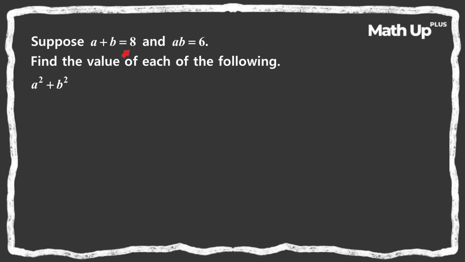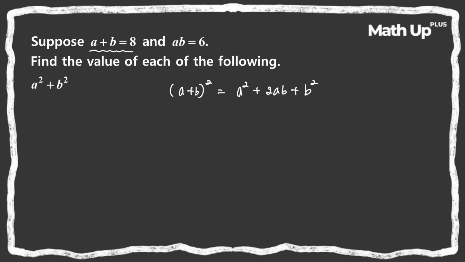Suppose a plus b is equal to 8 and a times b is equal to 6. The question is to find the value of each of the following. We know that binomial (a plus b) squared is equal to a squared plus 2ab plus b squared, right?